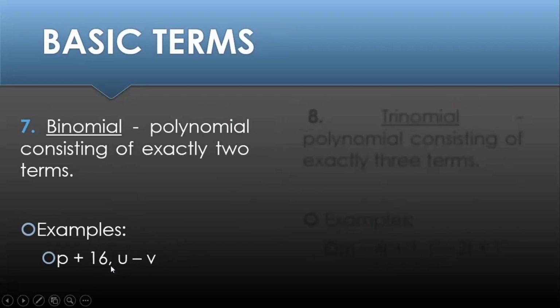In the example, u minus v, this has two terms. First term is u, second term is v. So that is called a binomial. So binomial, from the word bi, it has exactly two terms.